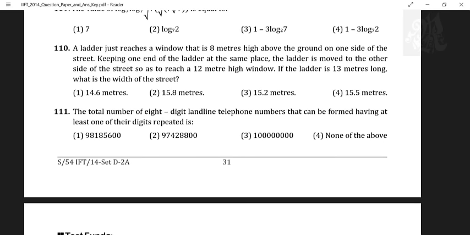Total number of 8-digit telephone numbers that can form at least 4 digits repeated is all minus none repeated. All minus none is at least one. Can you solve that? What will be all? 9 over 10 over 10 over 10 over 10, whatever. Minus none. None will be 9, 9, 8, 7, 6, 5, 4, 3, whatever.